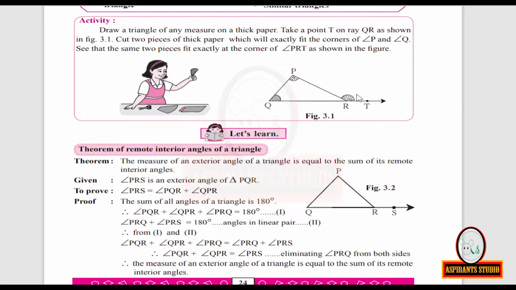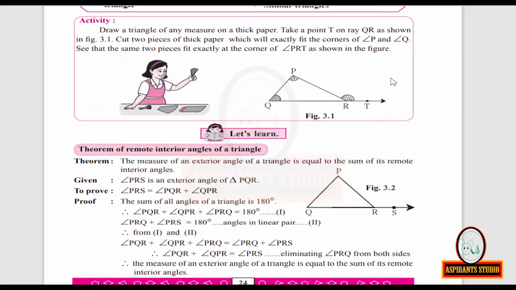But what is angle PRT? It is an exterior angle of this triangle. So the measure of an exterior angle of a triangle is equal to the sum of its remote interior angles. In this triangle PQR, when angle PRT is the exterior angle, the remote interior angles are angle P and angle Q.